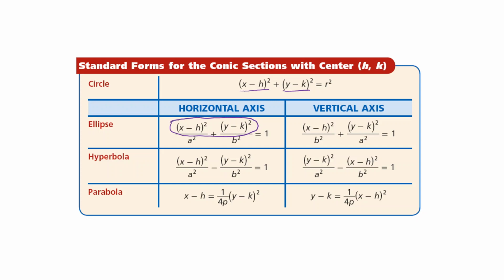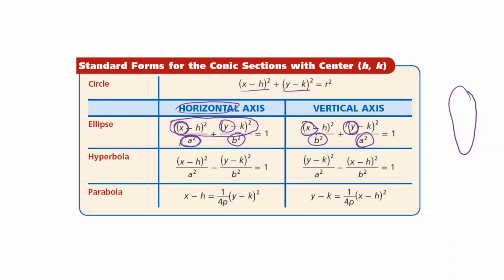If it's horizontal, that means the major part, this a, is going to be with our x and b with our y. If it's vertical, that means the a is going to be with our y. Because a is major, it's going to be a little bit longer on the vertical axis. And then b will be with the x in this case.